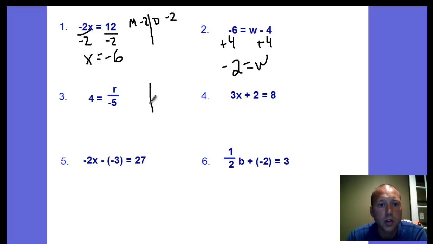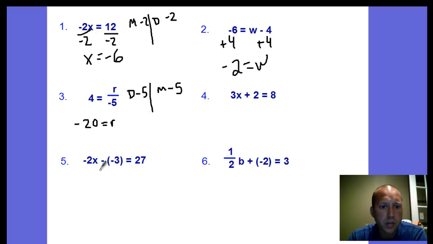Again, the operation is dividing. We're not subtracting, even though it's a -5. We're dividing by a -5. So the opposite will be to multiply by a -5. Keep the sign, change the operation. So then we would get -20 equals r if you do that to both sides.